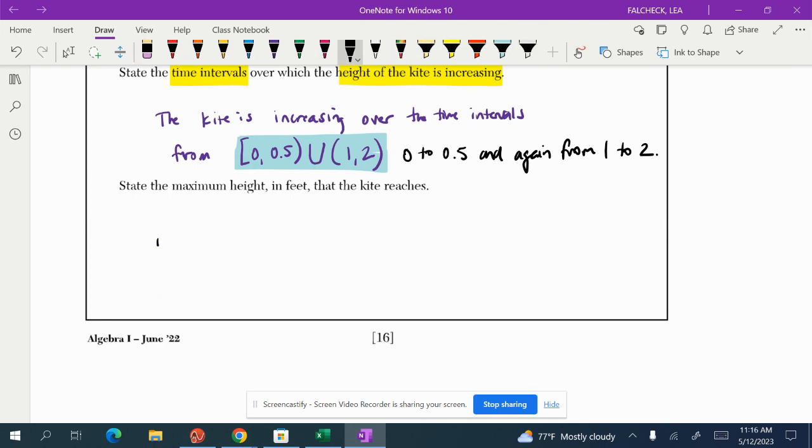let me write rainbow. The maximum kite reaches is 60. And since this is the Regents exam, we always want to write in complete sentences. That way you get full credit.